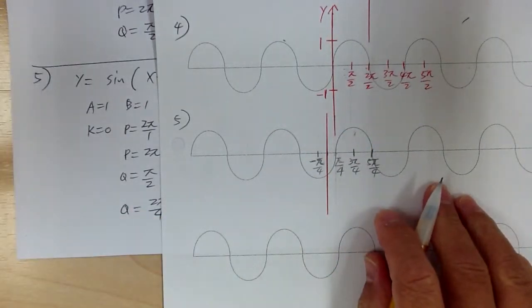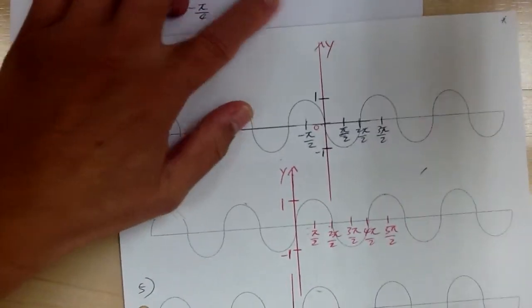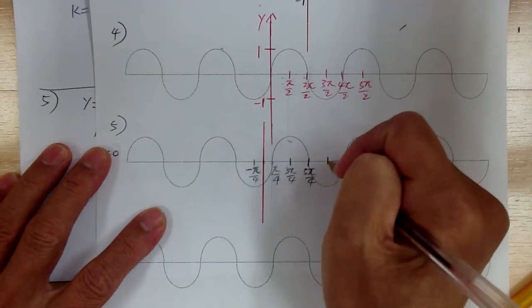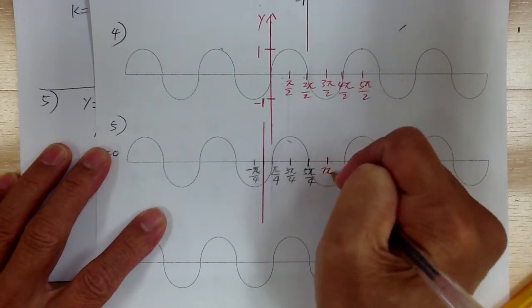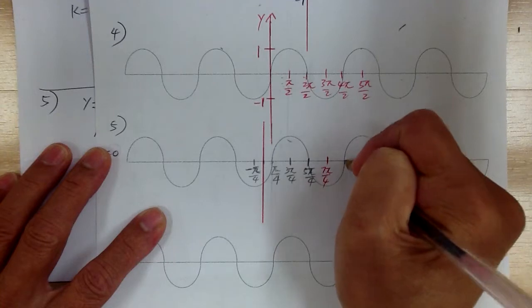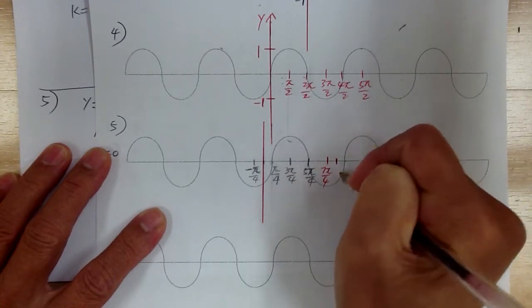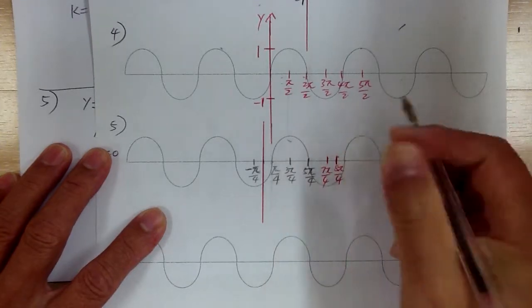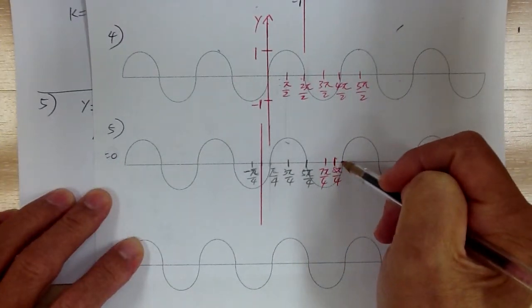Okay, now let's check the boundary. You want to go from negative pi to 2 pi. So that's your 7 pi over 4. And here's your 9, so it's too much already. So you want to stop right over here. So that's your 8 pi over 4, right over here. Don't go over here, that's your 9 pi already.